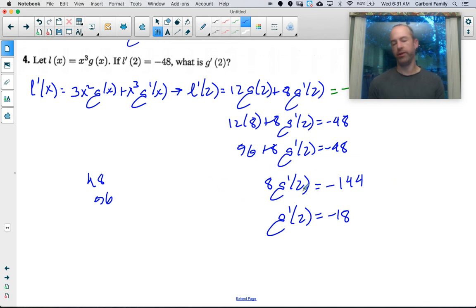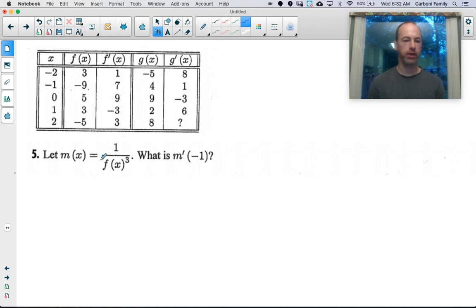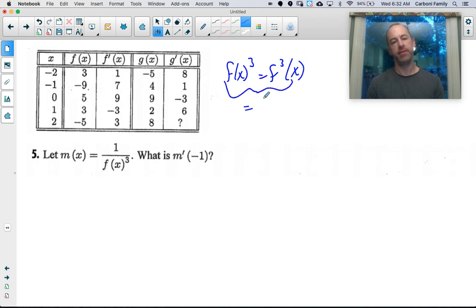Of course, you'll have a calculator on the AP exam, but you could have left the answer as negative 144 divided by 8, which will be fine as well. Okay, last one. M of x is 1 over f of x cubed, and that is the notation for f of x cubed. Every now and then you'll see that written as f cubed of x, and they're both the same as putting brackets around the whole thing, which I kind of prefer doing, just because it makes it a little bit more obvious what's being cubed here.